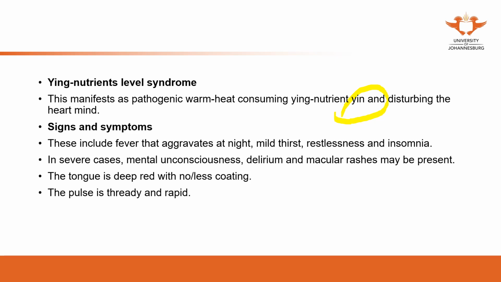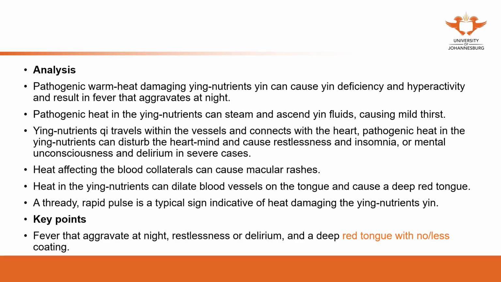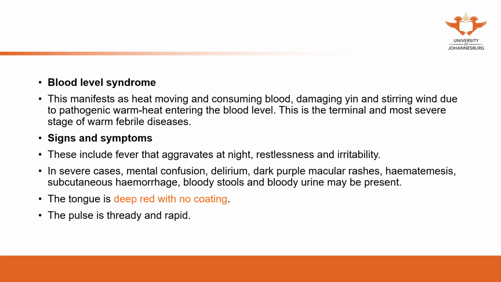The tongue is deep red. That's because the heat goes to the blood level. Deep red is the color of the blood, and most importantly, there's no coating. Also in the blood level, no coating. So the key manifestation is a deep red tongue with no coating.